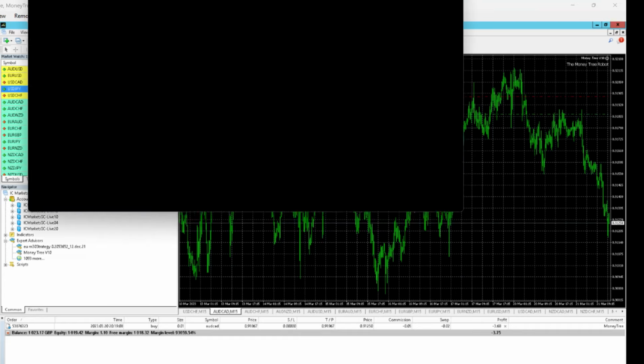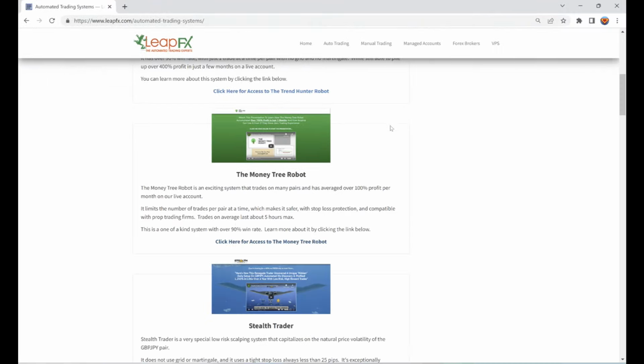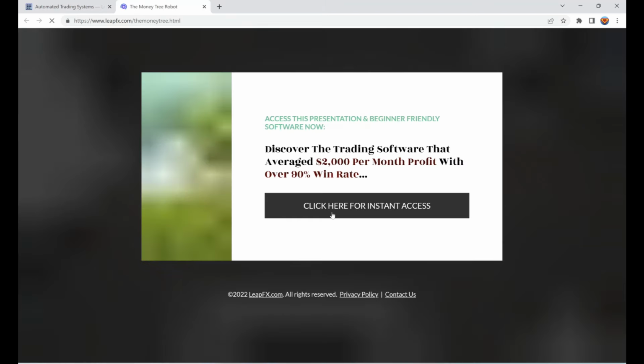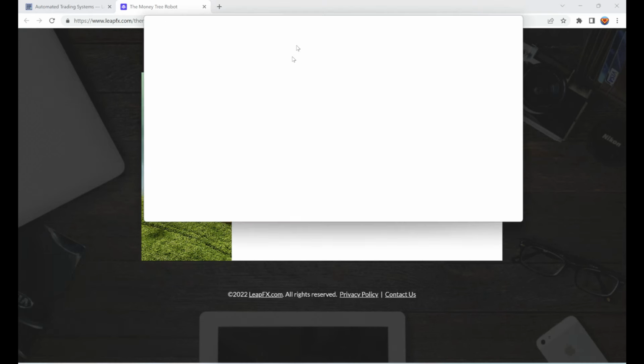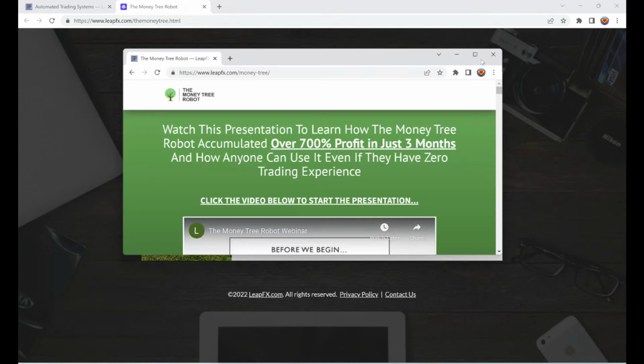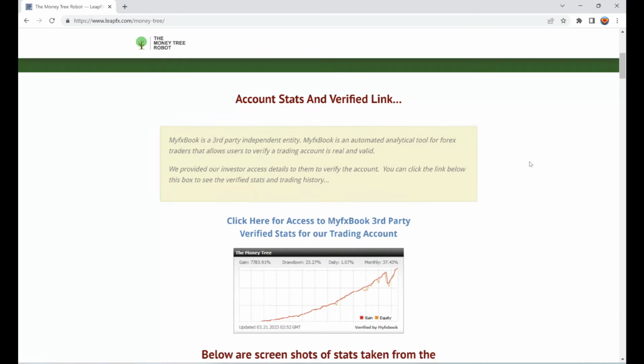Let's have a look at the web page itself. So this is LeapFX, the MoneyTree Robot. You have to click on that, and when you fill in a form, you get to see a video and also a bit more information with regards to the MoneyTree. It says here that he's made 700% profit in just 3 months using this. You scroll down here. This is the MyFXBook, which you can look at.